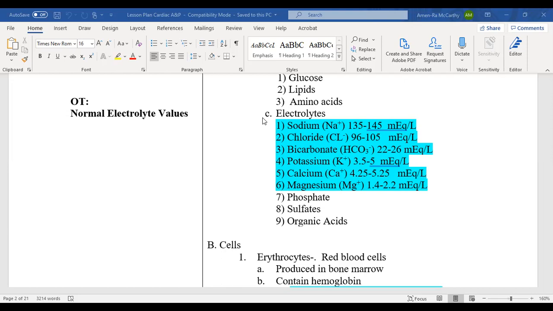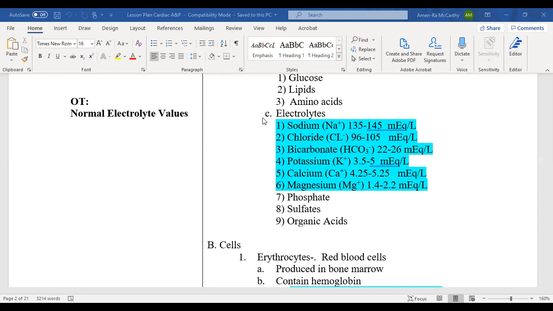So then you also have phosphates, sulfates, and organic acids. But the ones you need to memorize are those in the blue: sodium, chloride, bicarbonate, potassium, calcium, and magnesium. They will be on your exam. They will be on your final exam. They'll be on your oral exam, and you'll have nothing to look at, right? They'll just pull up a card and say, tell me the normal potassium. You got to know it.